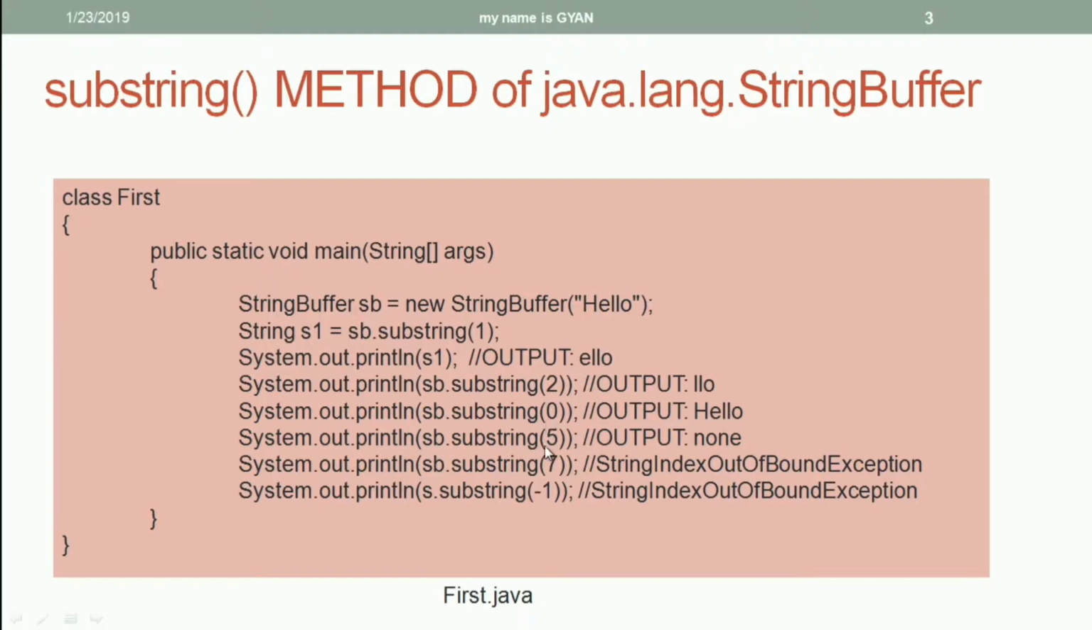But if we pass here the value 5, means start from the index number 5, then in this case it will do nothing. It will create a new string object with empty content and it will print nothing. But if we pass a number which is more than the length of the string buffer object, in that case the substring method will throw string index out of bounds exception. Or if we pass a negative number to the substring method, then in that case also the substring method will throw string index out of bounds exception.